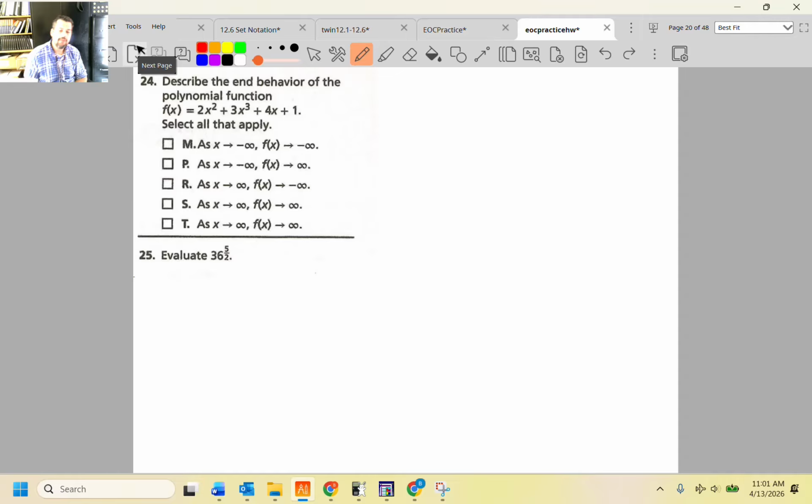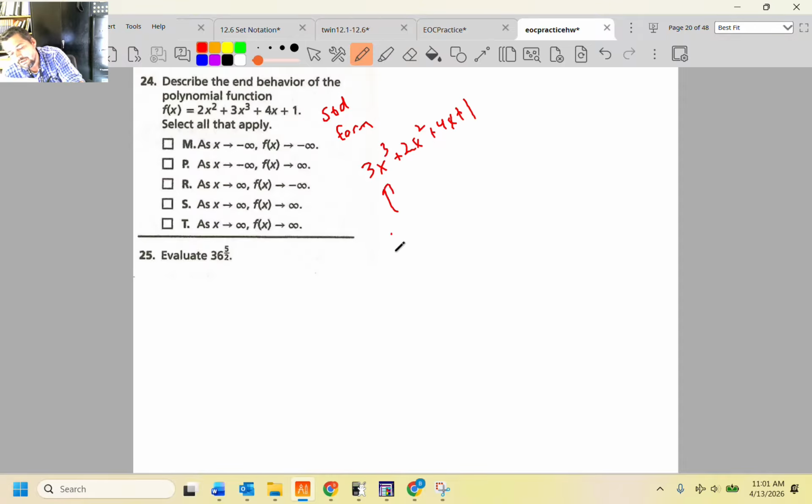24, describe the end behavior of the polynomial function. Now, first off, this thing needs to be in standard form for it to make sense, for you to approach it from the classical point of view, which is 3x cubed plus 2x squared plus 4x plus 1. This is what we call the power function.